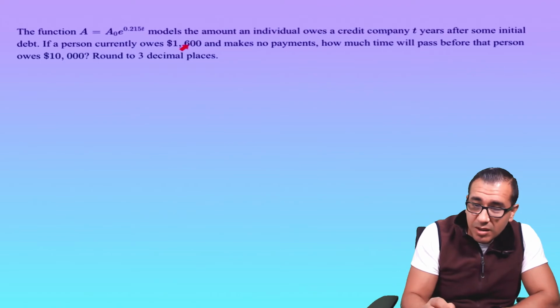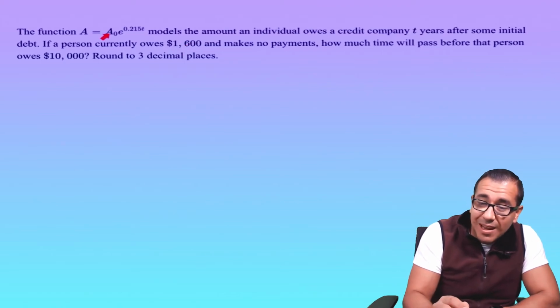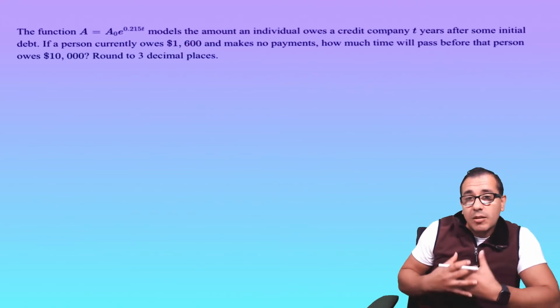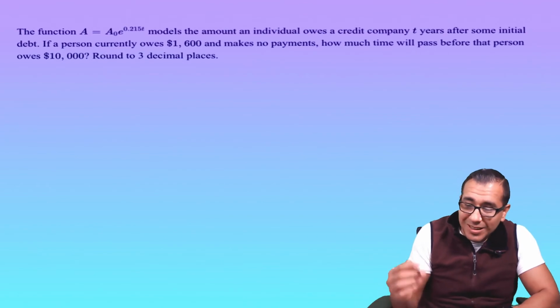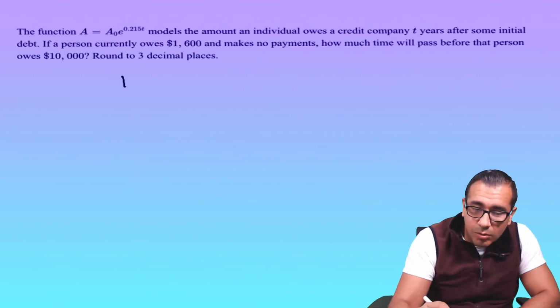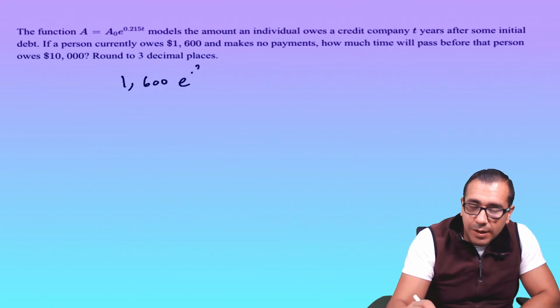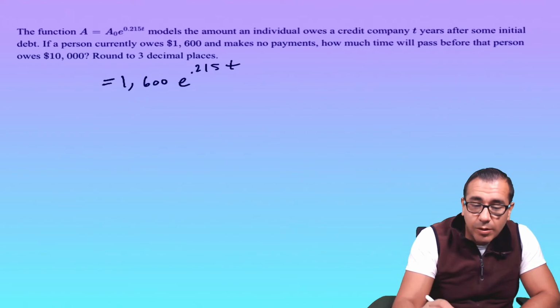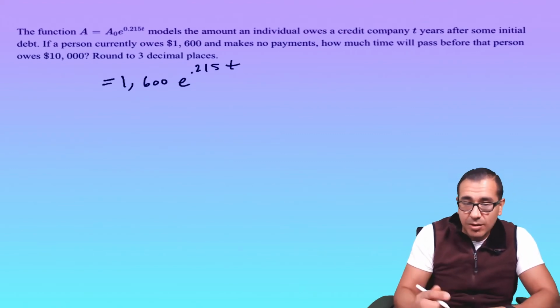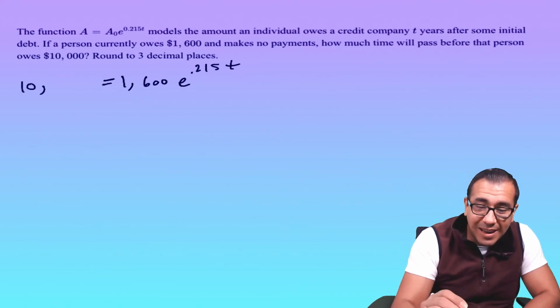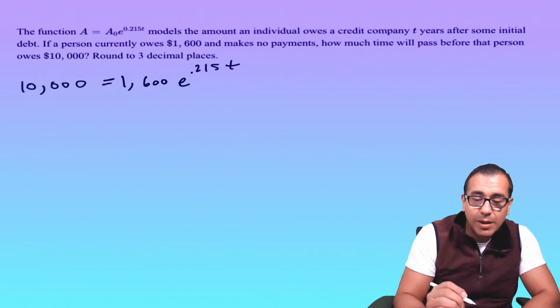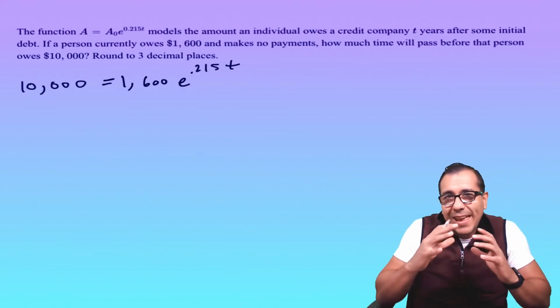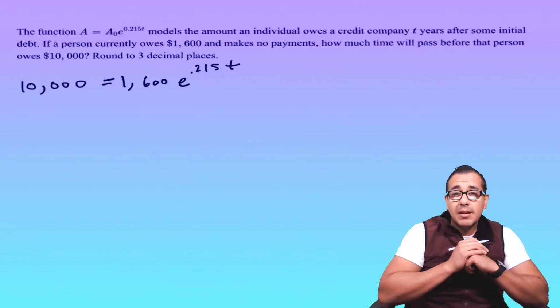So notice, this is our starting point. When you see A sub 0, that's our starting amount, our initial amount. So we owe 1,600. And let's put everything in. What we're trying to do is solve for t here. We want to know after how long, in years, will we reach A, our final amount, our future value, which is $10,000 in this case.